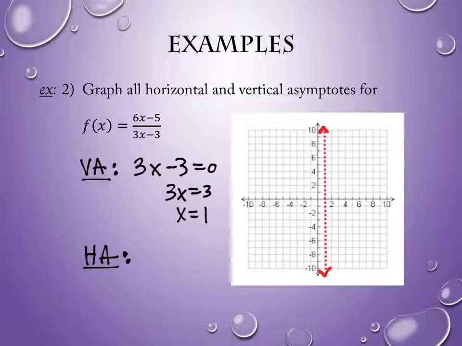Help me out. It is 1. The degree on top and the degree on bottom are both 1. So Megan mentioned we were going to do a ratio of the coefficients. It's y equals, what's the leading coefficient on top? 6. And on bottom? 3. And if I simplify that, I get y equals 2. So we're going to draw a horizontal line now at y equal to 2.